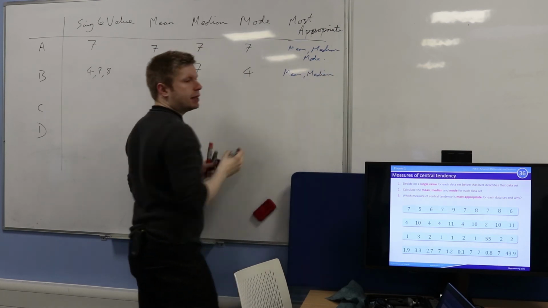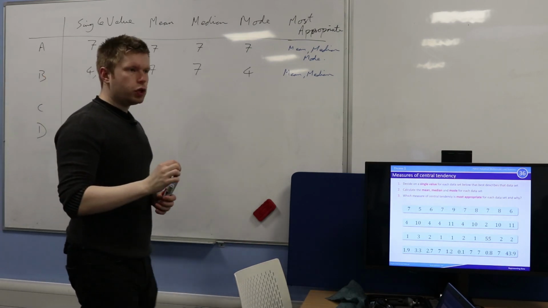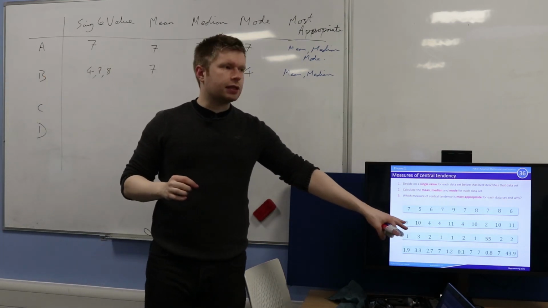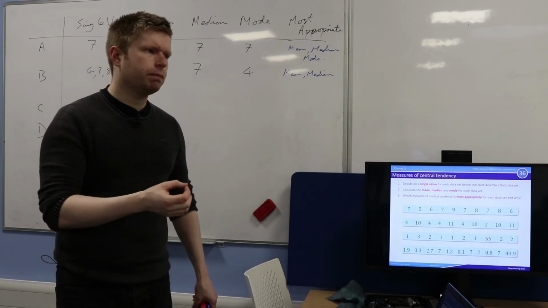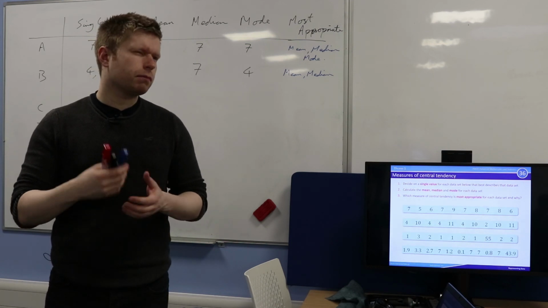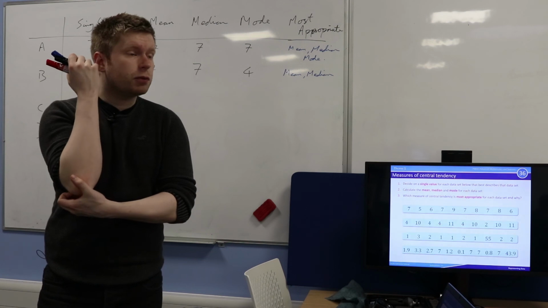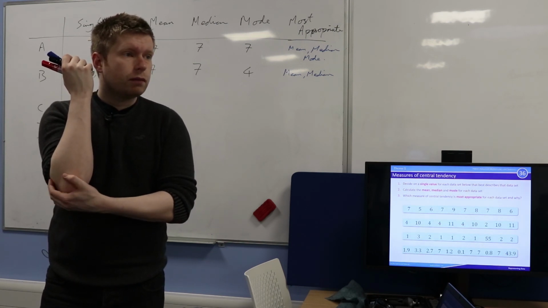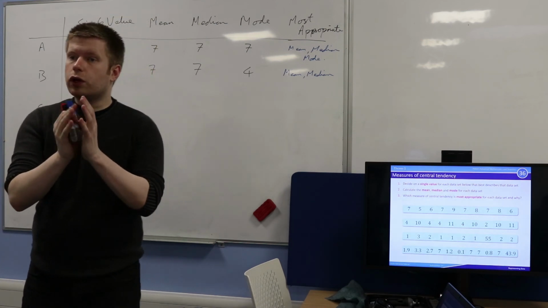Now have a look at data set B. Why is the mode not appropriate? So have a look at the data set. Why is the mode not appropriate? Why do we get something weird for the mode? Good. Big difference between what? Between the smallest number and biggest. Good. So you're talking about spread there.